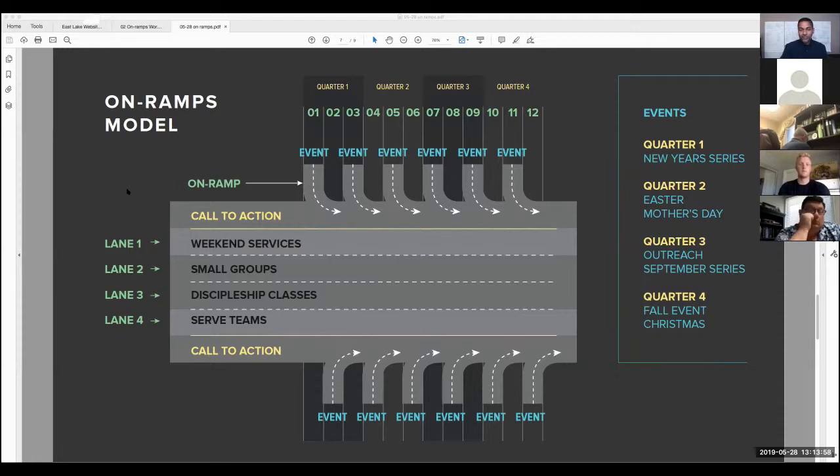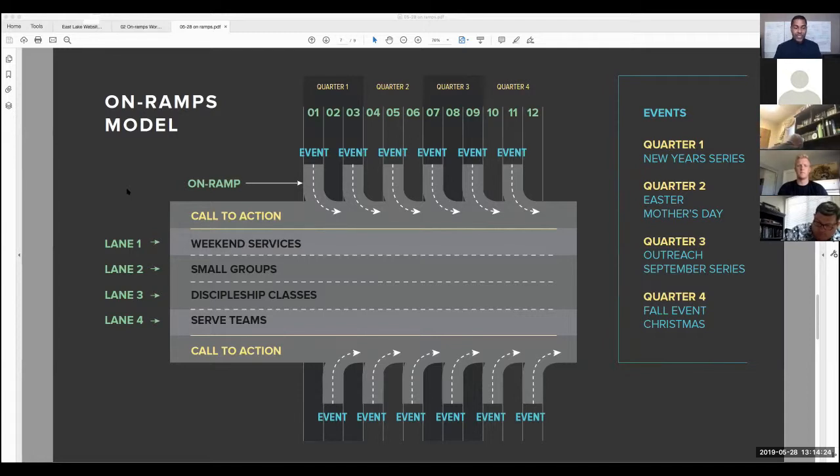An on-ramp should be a safe place for people to invite others that don't know about the church. There can be other events that you do that are insider events for the church. But what I want to communicate with this diagram is that the rule for the on-ramp is that it is a safe place for new people to come check out your church.